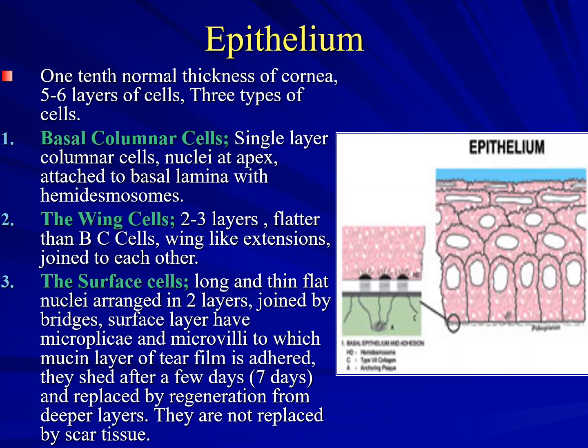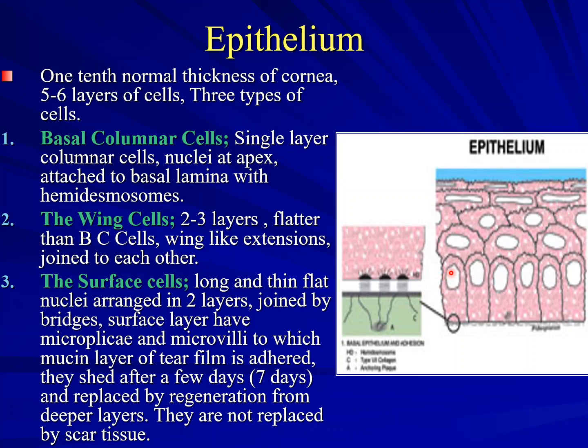The epithelium constitutes one-tenth of the normal thickness of the cornea and contains 5 to 6 layers of cells. There are three types of cells in the epithelium. The first are the basal columnar cells, which are a single layer of columnar cells. The nuclei lie in the apex part of the cell, which is attached to the basement membrane with hemidesmosomes.